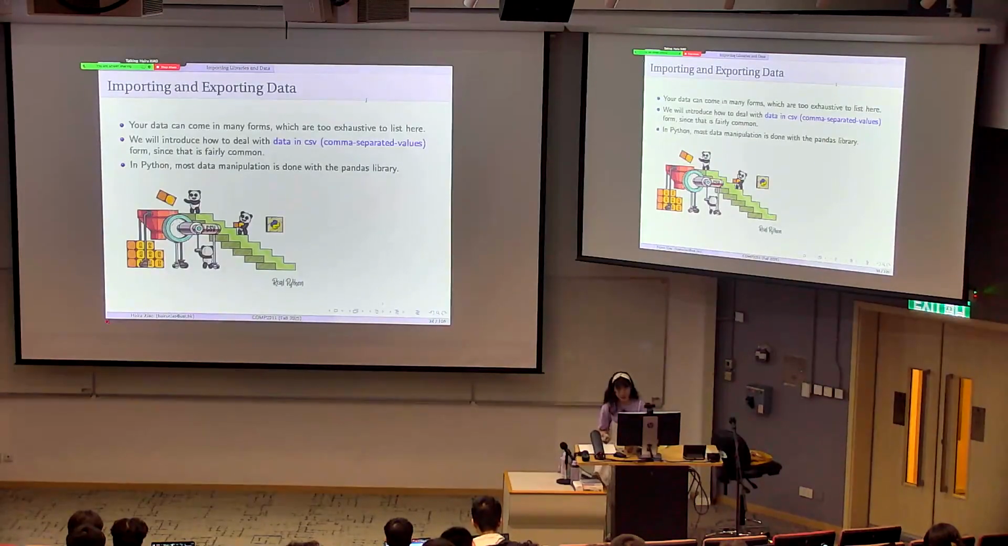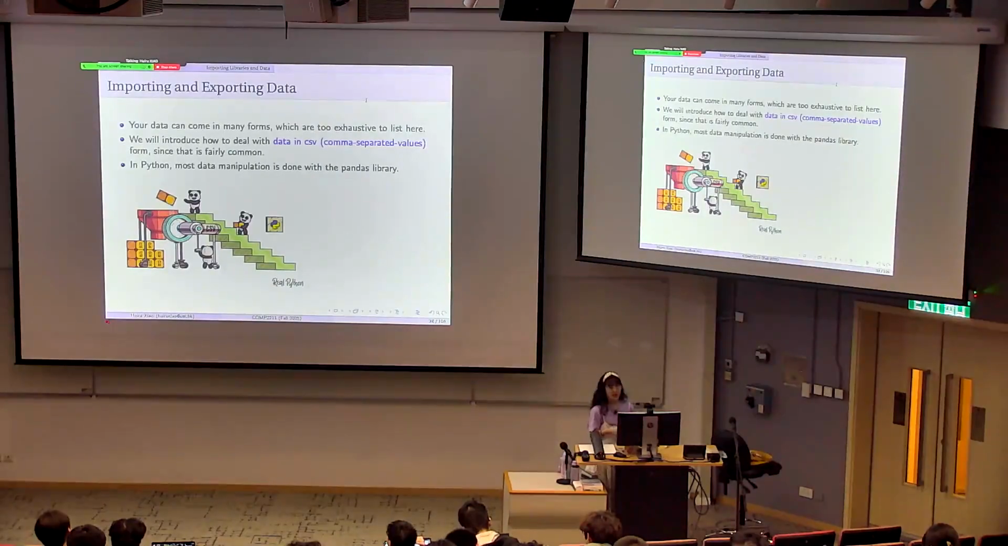Of course, to write an AI model, a library is important. A library helps you implement your model, but the data is also important. If you do not have data, your model is just an empty model. Your data can come in many forms, which are too exhaustive to list here. It might be in text form, image form, or many other forms. There are so many different types of data.